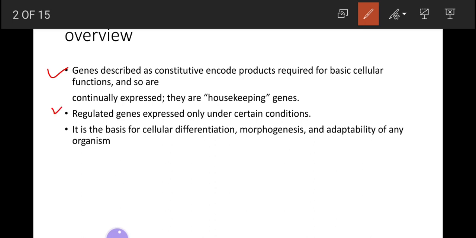But the regulated genes are expressed only under certain conditions and only in a certain subset of cells. For example, it may be in some organs, for example hepatocytes. This gives the cell control over its structure and function, and it is also the basis for cell differentiation, morphogenesis and adaptability of any organism.